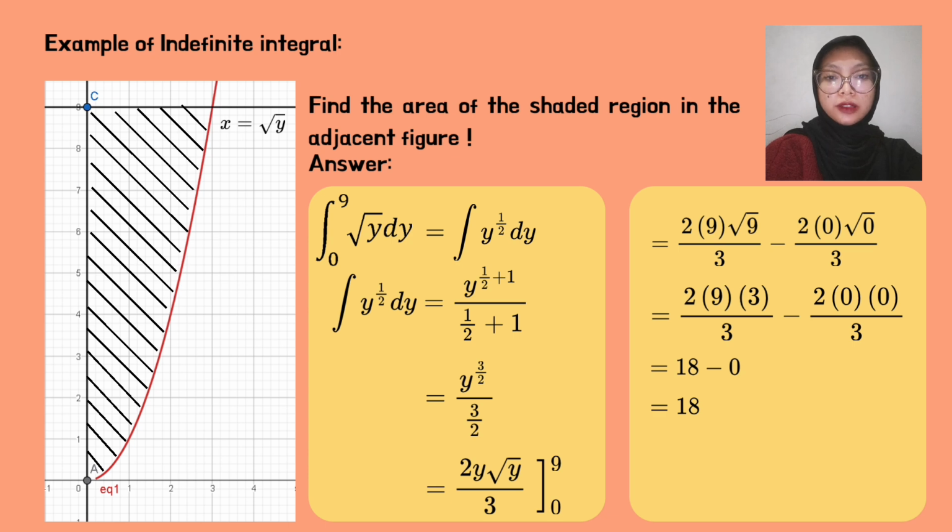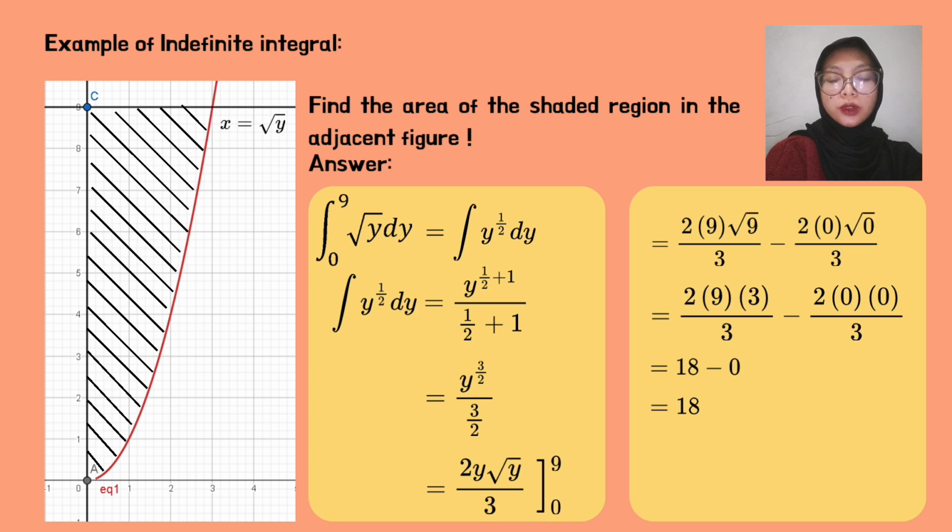This is an example of definite integral to find the area of the shaded region. The curve shown is a function x equals the square root of y, or in exponential form, x is y to the power of half. We are calculating the area between this curve and the vertical axis from y equals 0 to 9. The integral becomes the integral from 0 to 9 of square root of y dy, or the integral from 0 to 9 of y to the power of half dy.